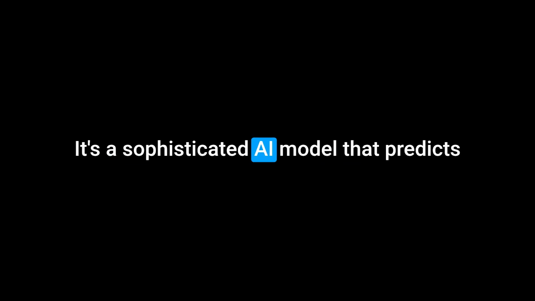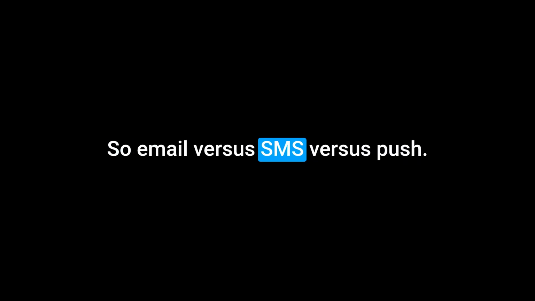What else? Well, a huge new one for June 2025 is channel affinity. This sounds really impactful. Channel affinity. Okay, what does that do? It's a sophisticated AI model that predicts the individual customer's preferred communication channel. Preferred channel. So email versus SMS versus push.